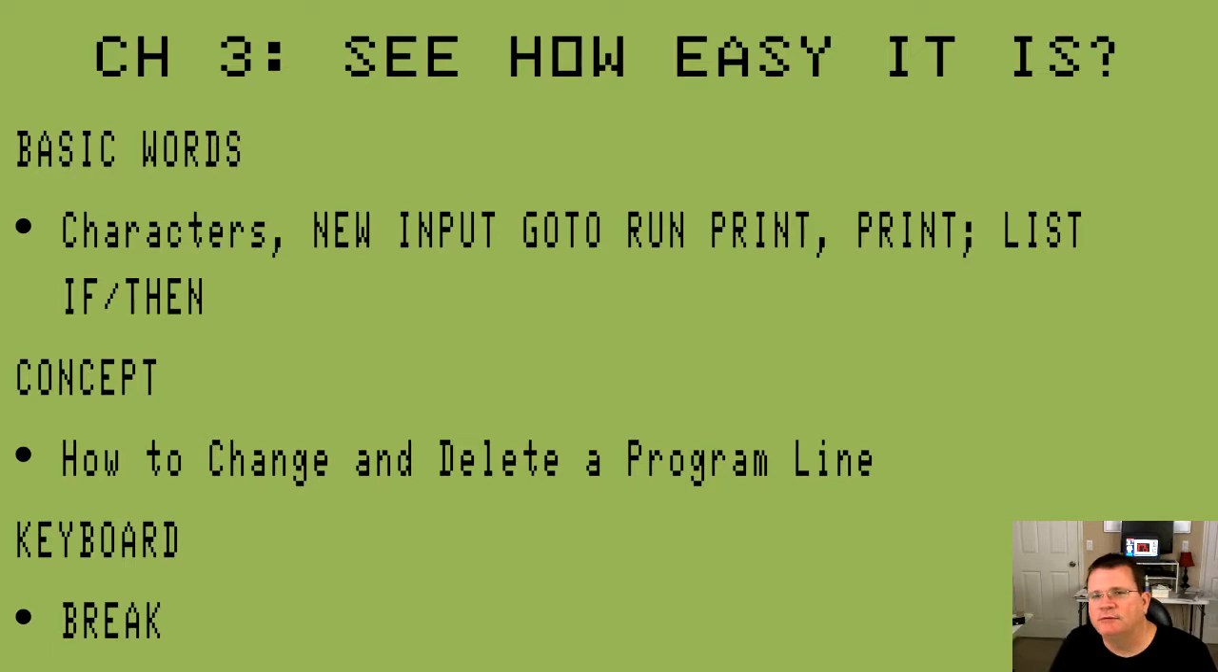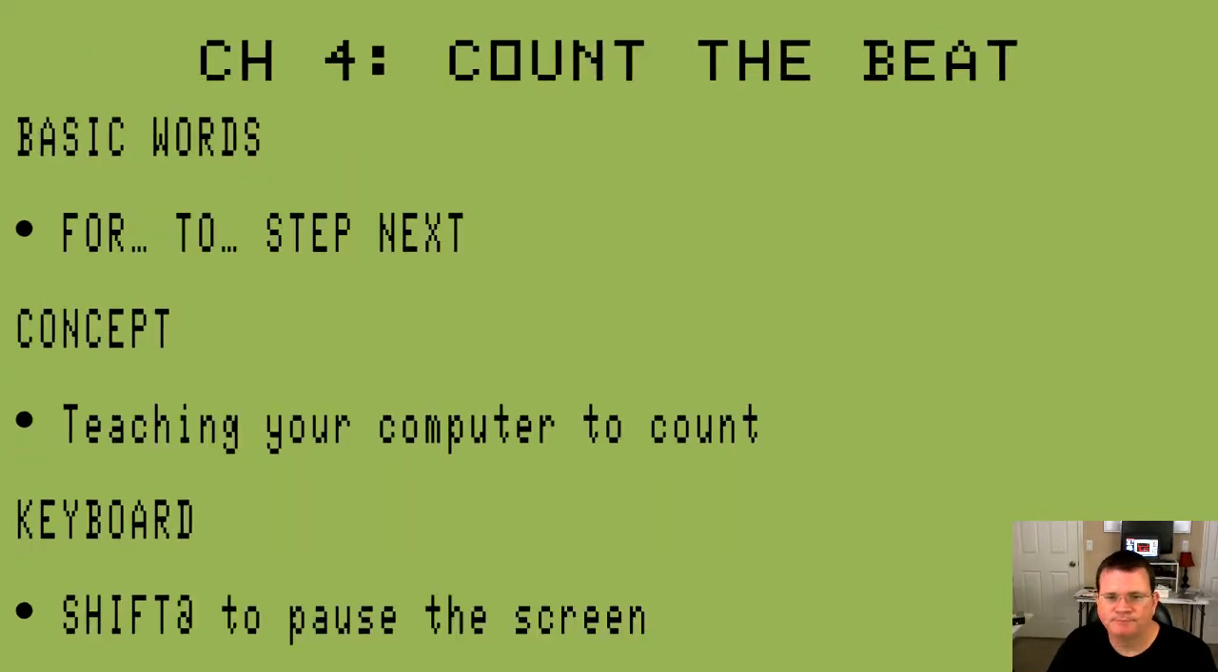And it also gave us a sneak peek of the concept of if and then, which are better explained in a later chapter. The concept also was how to change or delete a program line. And the keyboard button that it introduces is the break key, which on the real Coco is a red key in the top right-hand corner that allows you to break out of your program.